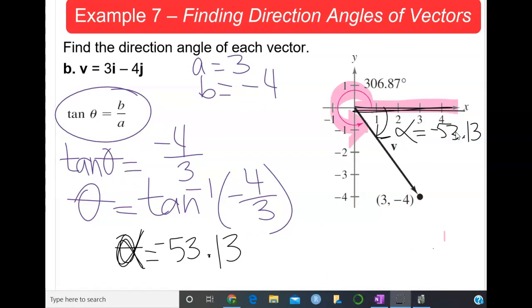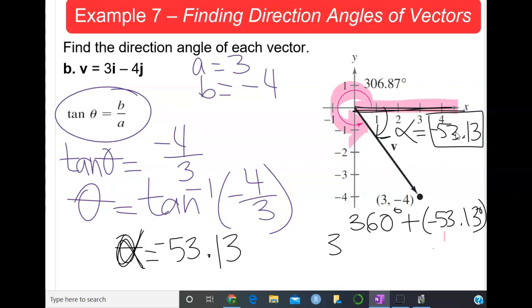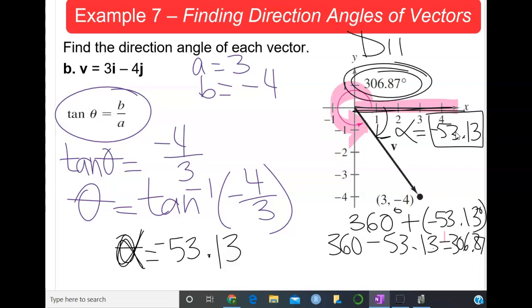So then what we have to do is take 360, what will be a full rotation, and then add that negative angle that we got in our answer. And I know this is just the same as subtracting that angle from 360. So this is 360 minus 53.13. And so what we will get, it will be 306.87 degrees.